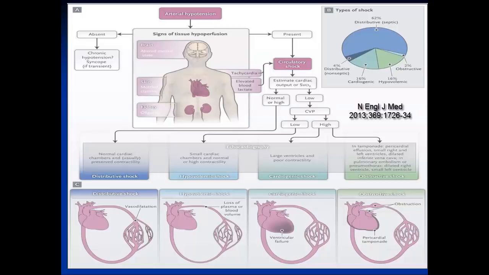This is from the New England Journal article, and this is basically just the same thing that I told you about, the different types of shock: obstructive, cardiogenic, hypovolemic, and distributive shock. And again, it's the percentages that I mentioned to you. I apologize, maybe it's not very clear, but it basically summarizes what I've told you.